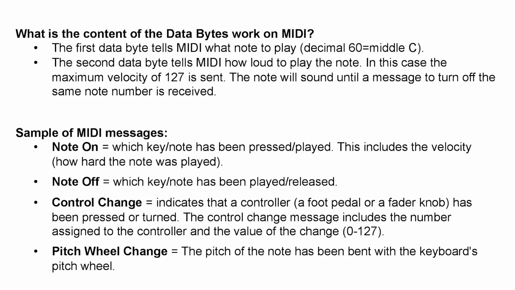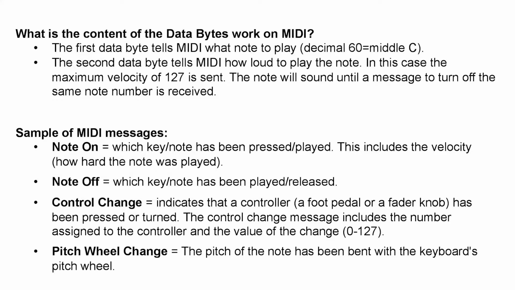What is the content of the data byte in MIDI? The first data byte tells MIDI what note to play. For example, decimal 60 is equal to middle C, and the second data byte tells MIDI how loud to play the note. In this case, the maximum velocity of 127 is set. If you see your MIDI file, it shows velocity at 127, that means this is already the loudest level.